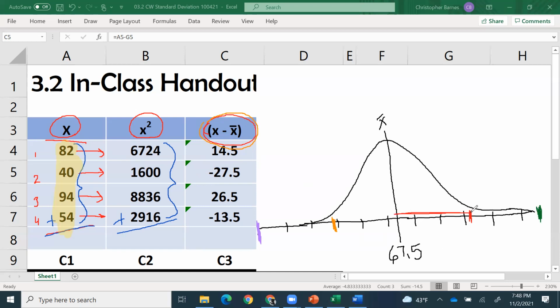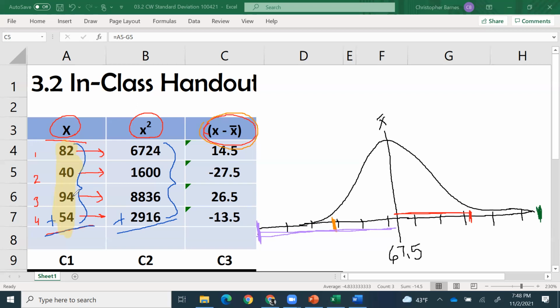When we look at where 82 is from the mean, it is 14.5 values away from the mean. 5, 10, plus that's 14.5 spaces away from the mean. That's what that value is referring to. The next value is 40, which is the purple. If we were to look at this 40, you can count it if you want to, right? But this is negative 27 places away from the mean.